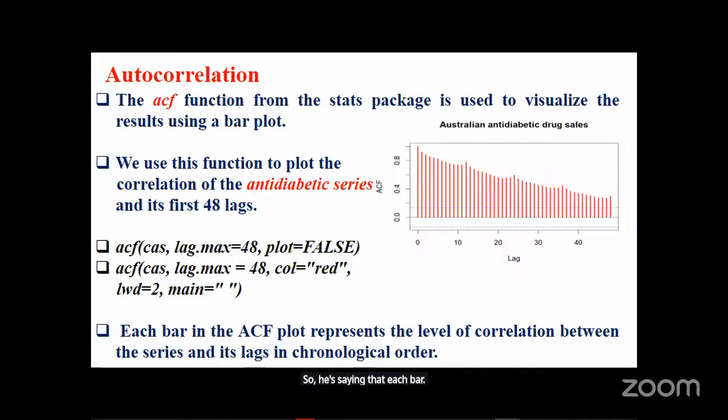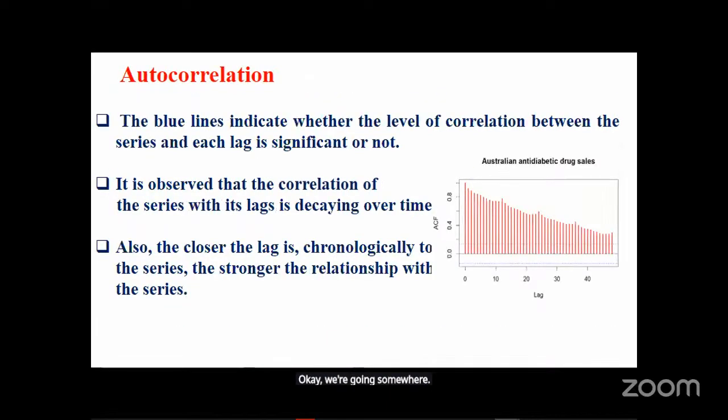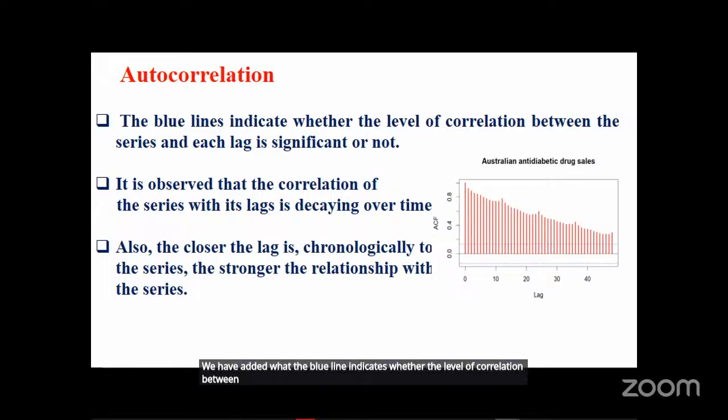Each bar in the ACF plot represents the level of correlation between the time series and its lag in chronological order. So we are saying how correlated the lagged series is with the original series itself. Now from this plot, the blue line indicates whether the level of correlation between the series and each lag is significant or not.